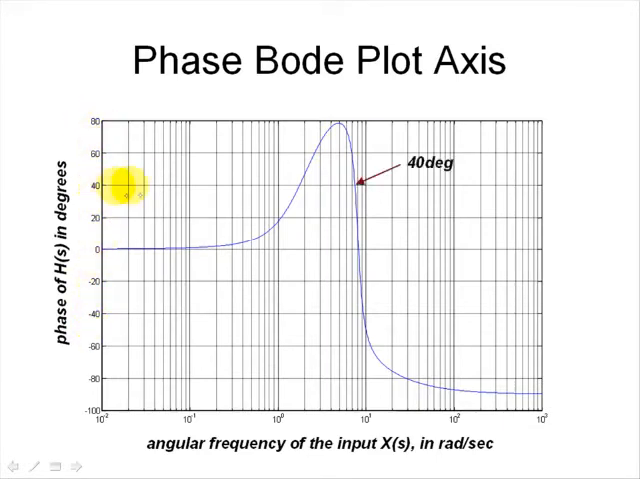The value of the curve here is 40 degrees. The slope of this segment of the curve is 100 degrees per decade, because it ascends at that rate on the vertical axis per advance on the horizontal axis.